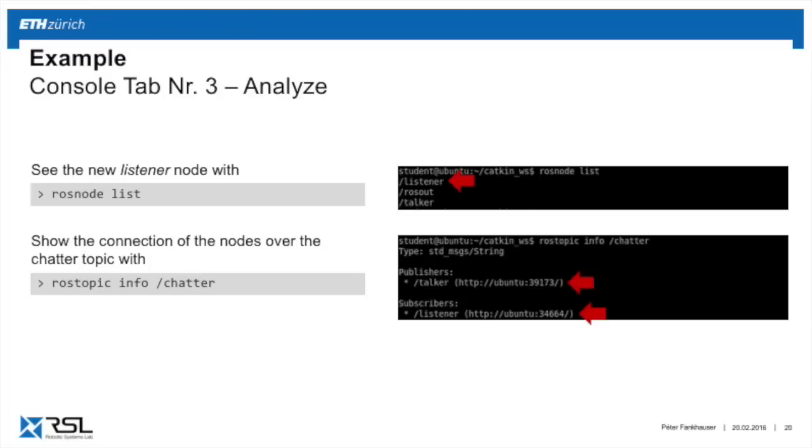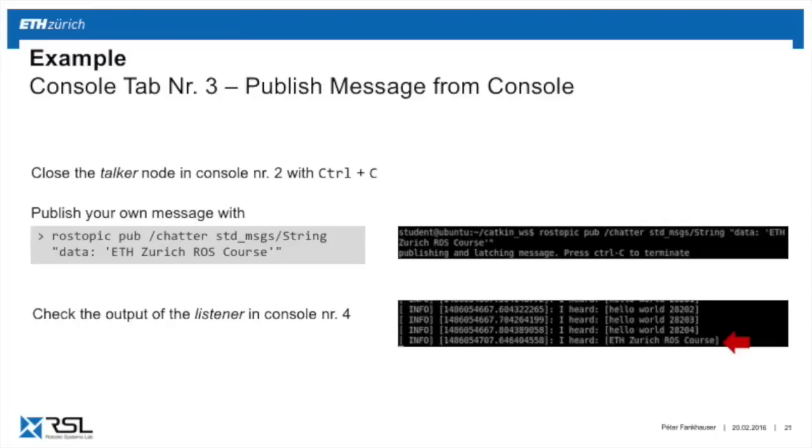If you now do the same command as before by typing in rostopic info /chatter, which gives you information about this topic, you see now that we have one publisher, the talker, and now the newly created subscriber called listener. So these two nodes are now connected through this chatter topic. Now we're going to close the talker node. So we lose essentially the guy who gives the information, by going into console number 2 where you started it and typing in Control-C. Then you should see that the listener node stops printing messages since it's not receiving any.